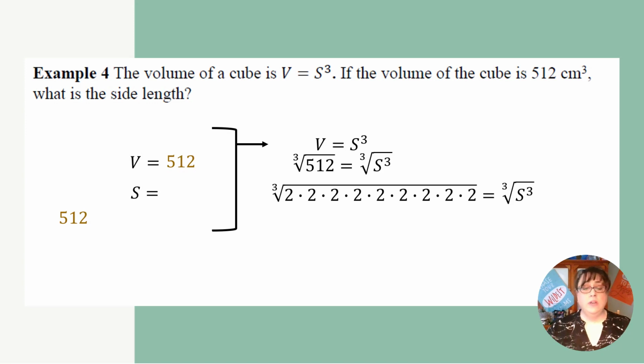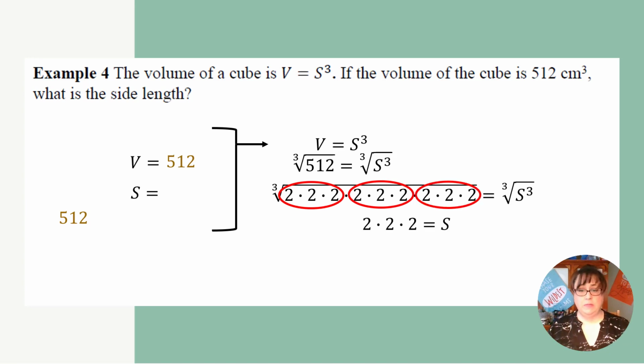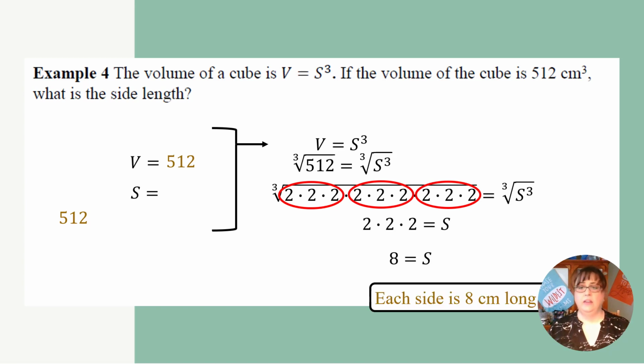So 2 to the 9th looks like this. So now we are going to look for our triplets. So we have a triplet here and a triplet and a triplet, which ends up being 2 times 2 times 2 equals s, or 8 equals s. So each side is 8 centimeters long.